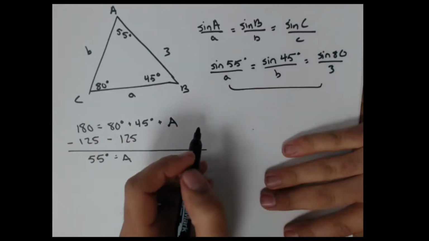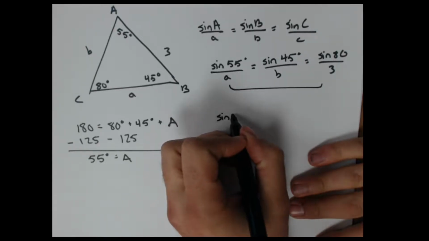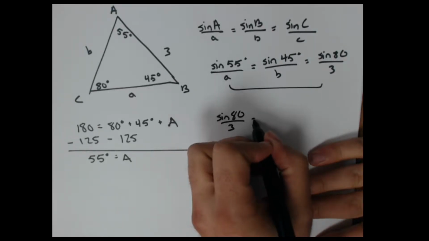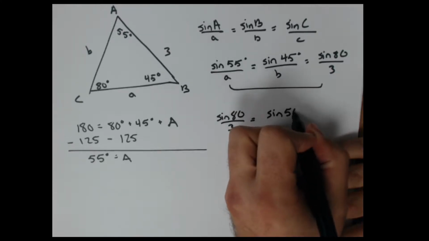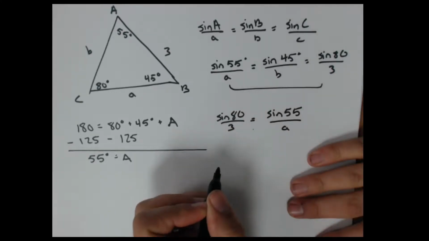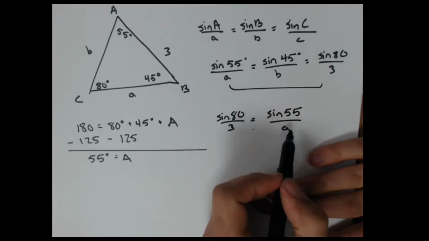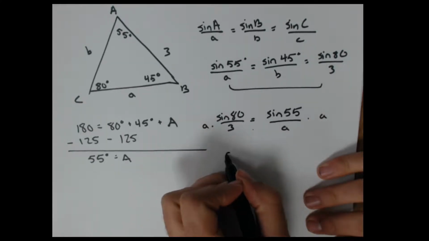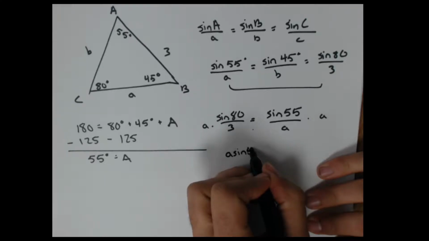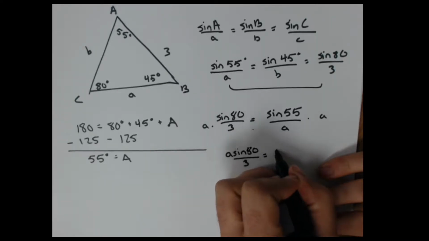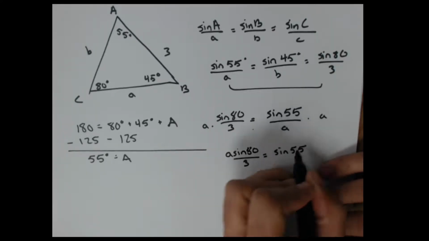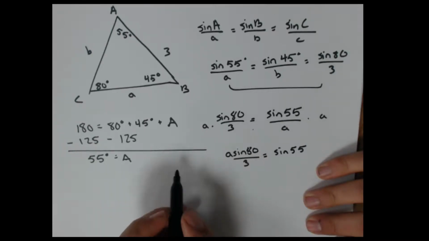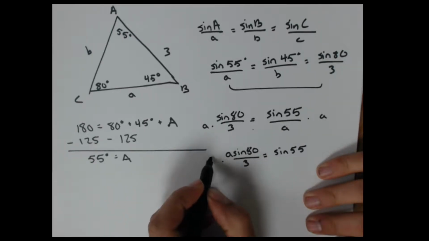So let's do these 2 first. Sine 80 over 3 equals sine 55 over A. I don't like A in my denominator, so I'm going to multiply by it. So A times sine 80 over 3 equals sine 55. I'm dividing by 3, so I'm going to multiply by 3.